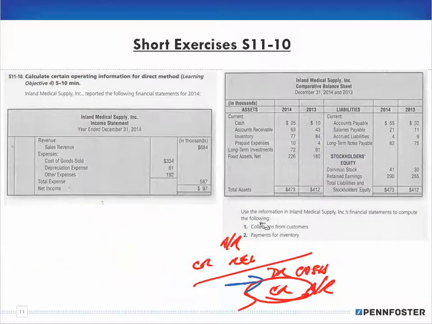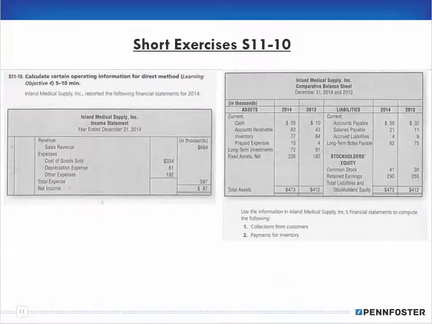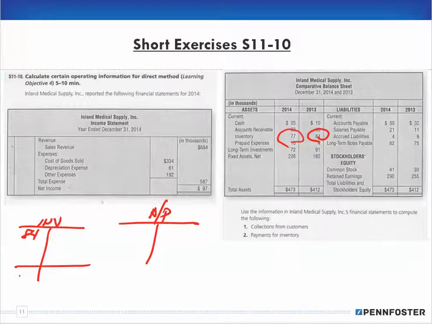Now, for 2, it says payments for inventory. If I have payments for inventory, I'm going to be affecting the inventory account, and I'm also going to be affecting my accounts payable, because I'm going to purchase stuff as far as inventory is concerned. When I look at my inventory, I have a beginning balance of 84,000, and an ending balance of 77. Again, this is not a subtract one number from the other. You have to think through the process.